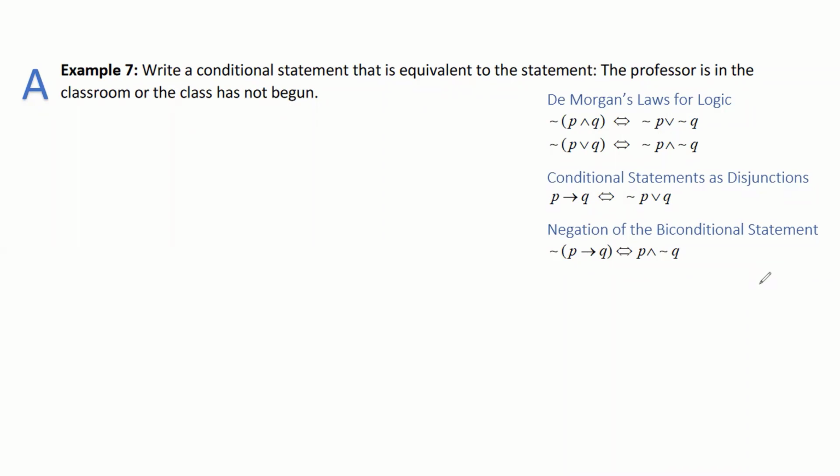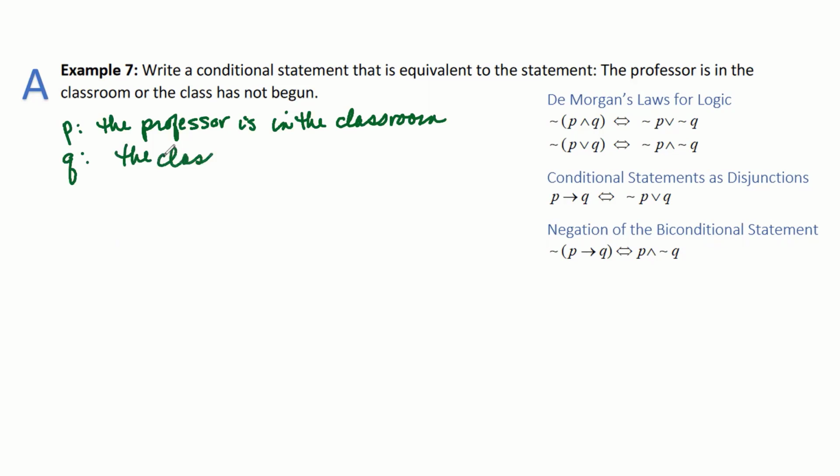I have two example 7s in the notes, so I'm going to do example 7A and example 7B. Example 7A: write a conditional statement that's equivalent to the statement, the professor is in the classroom or the class has not begun. So P would be the professor is in the classroom. And Q, the class has begun. And then the given statement is P or not Q.